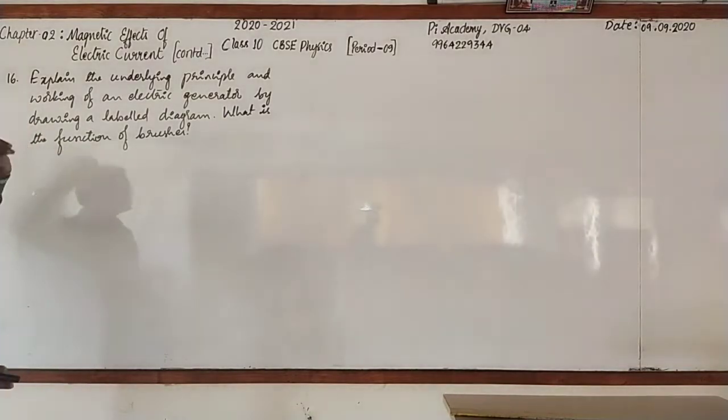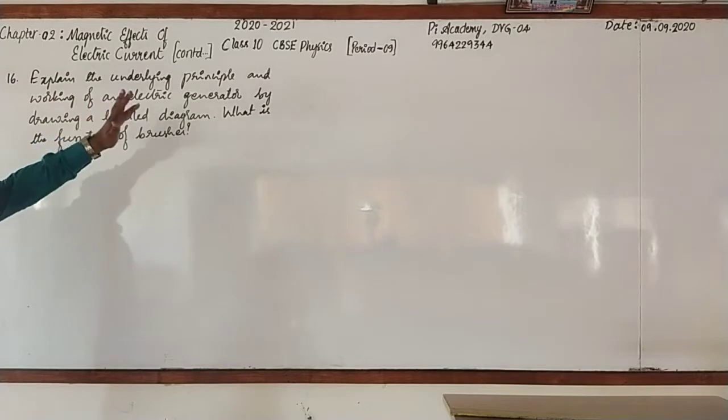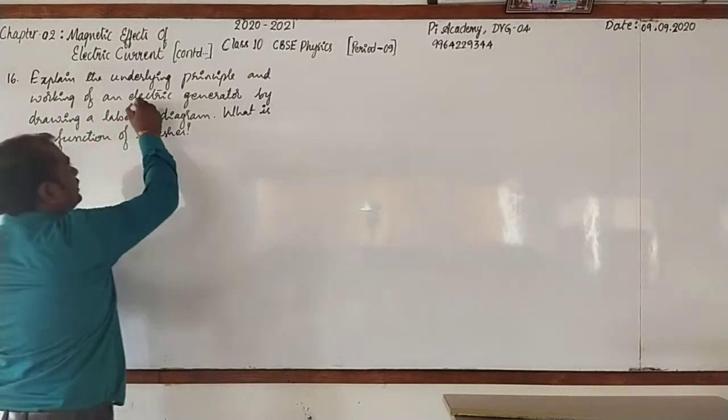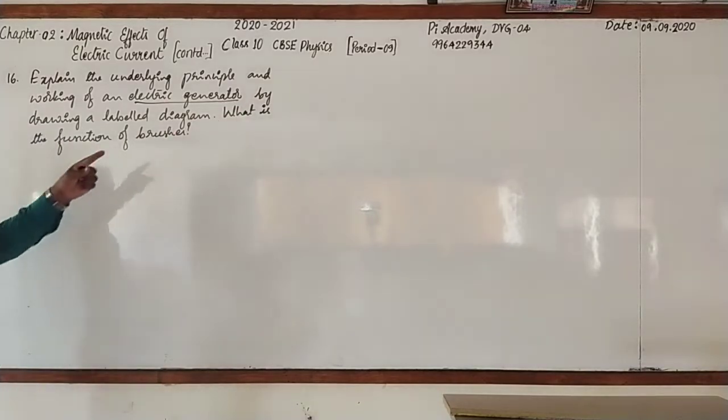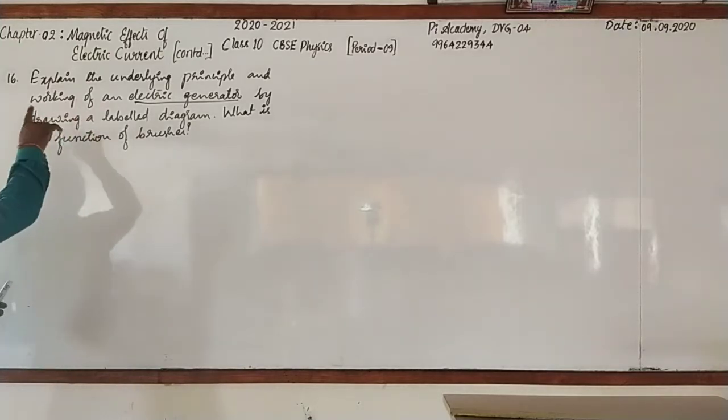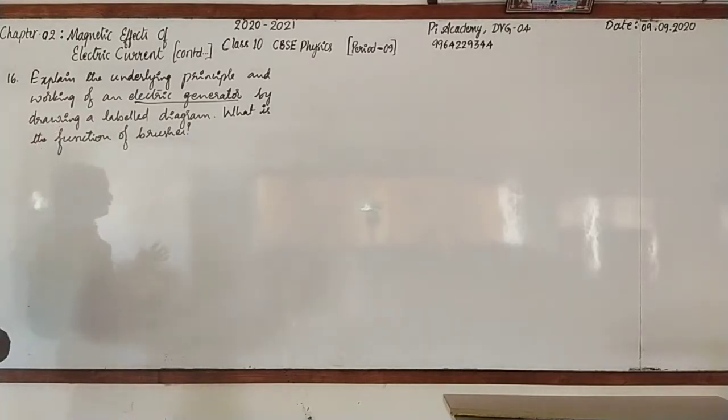Observe, it is the 16th one. Go through the statement. Explain the underlying principle and working of an electric generator by drawing a labelled diagram. What is the function of brushes? Now, see, explain the underlying principle of working of an electric generator.